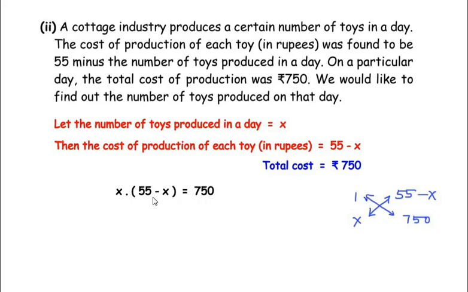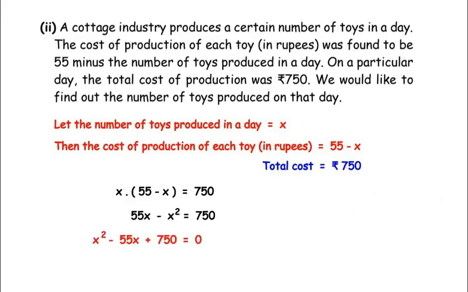Now once we have got this equation, we are going to expand this bracket, giving us x times 55 gives us 55x. x times negative x gives us negative x square is equal to 750. Now here x square is again negative. So we are going to take the left hand side terms on the right hand side. So that is going to give us positive x square. Positive 55x becomes negative 55x, and positive 750 stays the same, equal to 0.